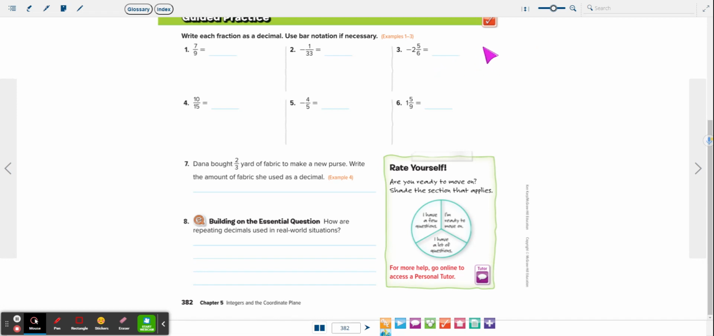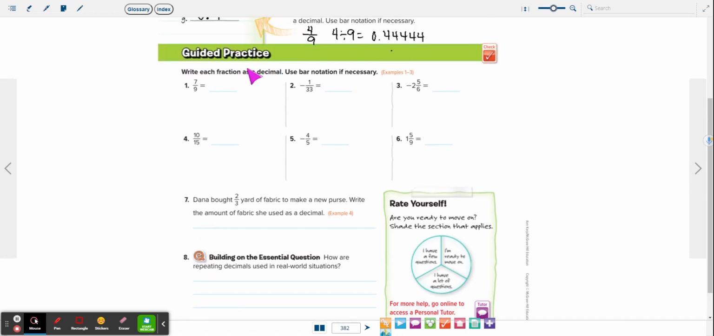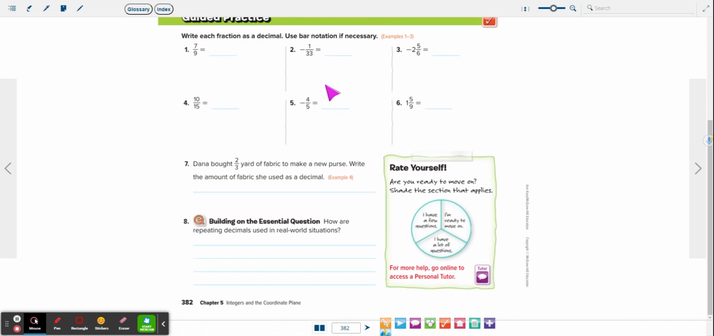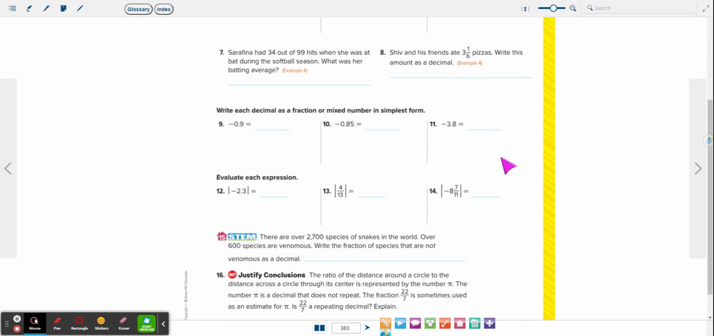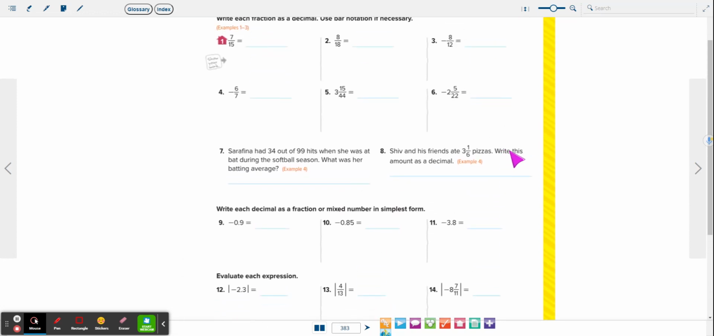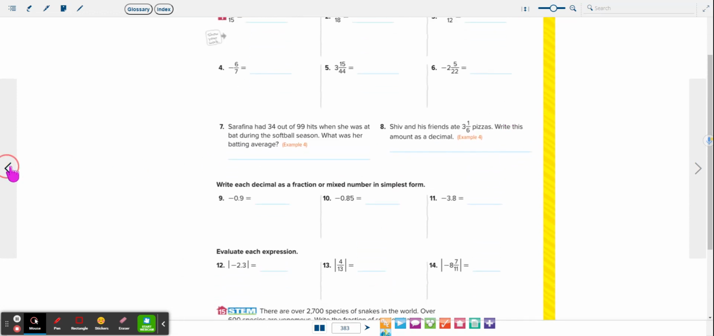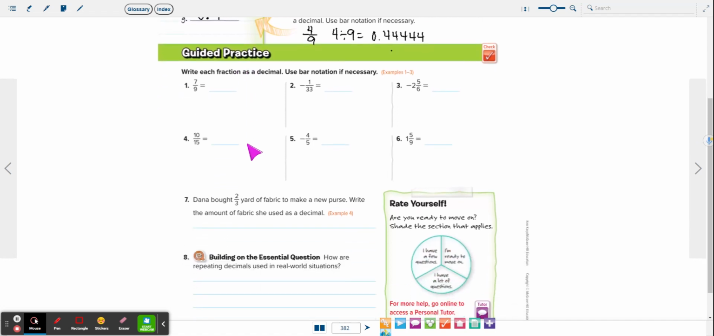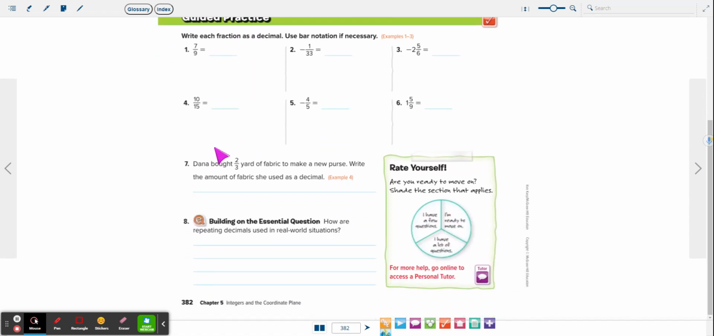So I'm on page 382 and I'm going to quickly go through the guided practice on that page and then let you work on your assignment. If you have not turned in your homework, which was page 383, you need to do that. Make sure that's turned in so that you know what you're doing and can do the next assignment.